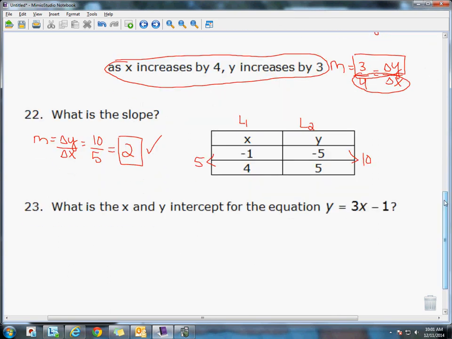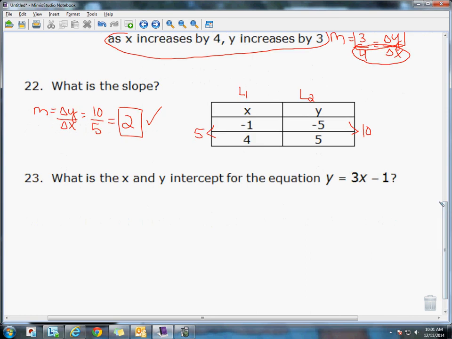Number 23 says what are the x and y intercepts for the equation y equals 3x minus 1? Don't worry that this is in slope-intercept form. You're used to solving this with standard form, but it's still the exact same steps. For the x-intercept, you keep the x, the other is 0. So we're just going to have x and y. We know y is 0, so we're just going to plug that in. So we have 0 is equal to 3x minus 1. And all we have to do is solve for x.